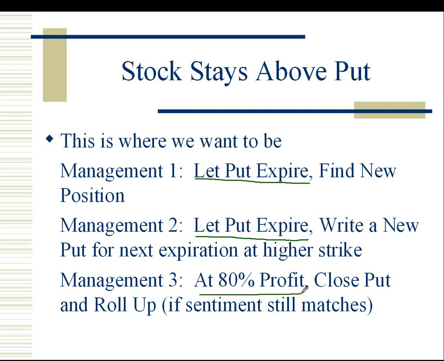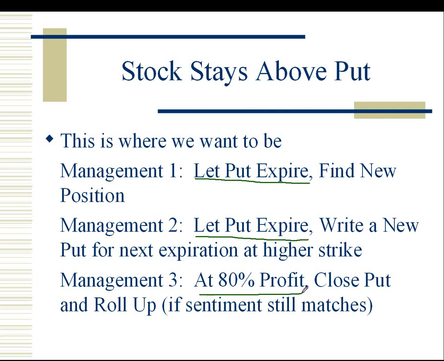Now, management technique number three, of course, is if we're within 5 to 10 days to expiration and we've made 80% of our expected profit. So we originally sold the put maybe for $1 in premium. We're 5 or so days away from expiration. We can buy it back for 15 or 20 cents. Maybe a good time to consider closing that put, taking our profit off the table.